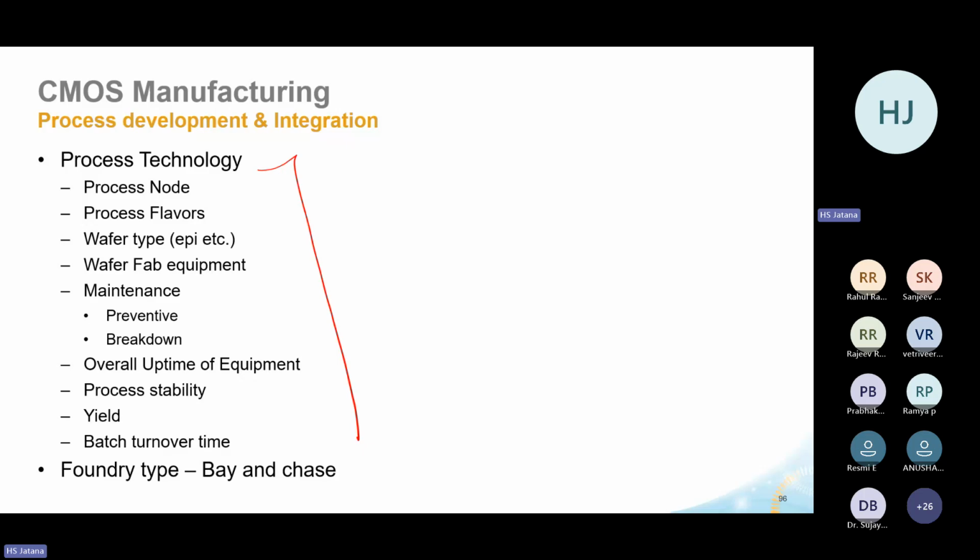We talk about process flavors, like we have a 90 nanometer process. So what are the different process flavors? What do we mean by process flavor? It means what sort of BJT devices I am having, whether I am having high voltage devices along with the CMOS devices, whether I am having imaging devices also, whether I am having RF models and RF components in this. So these are the various process flavors, whether a triple well is there for isolation or not. All these things the process people have to consider.